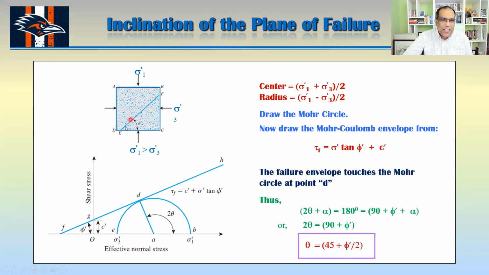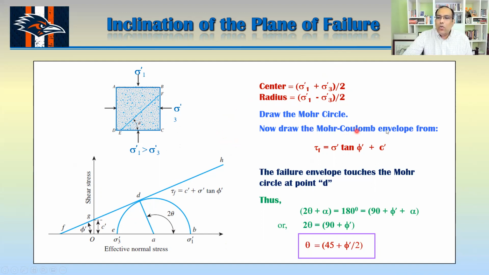So we are assuming that this one is making a theta degree with your x-axis. Now you can see if I draw the Mohr circle from this one, this is my center, which is basically sigma 1 plus sigma 3 divided by 2. That's the distance here. And what would be this one here? That would be your radius, which is basically sigma 1 minus sigma 3 divided by 2. So you have to just draw the Mohr circle here from these two parameters.